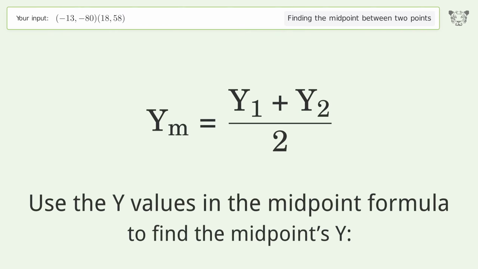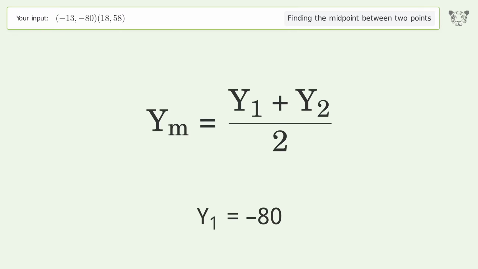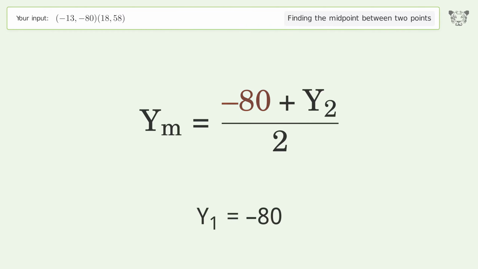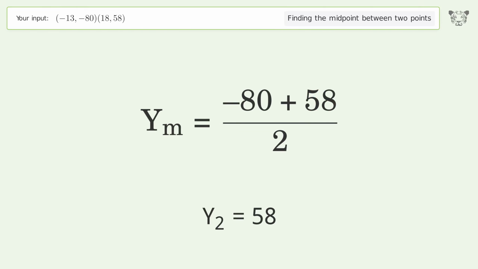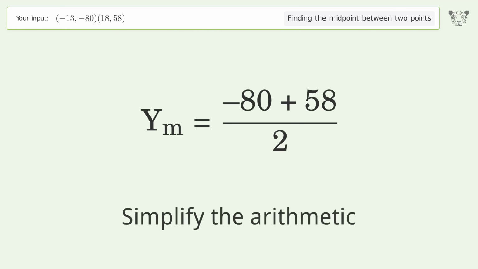Use the y values in the midpoint formula to find the midpoint's y. y1 equals -80. y2 equals 58. Simplify the arithmetic.